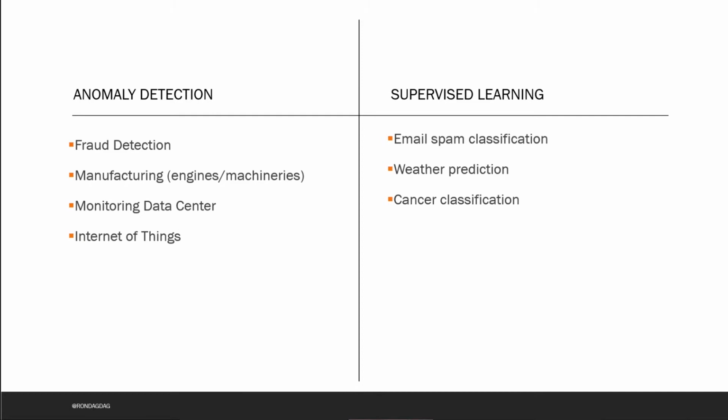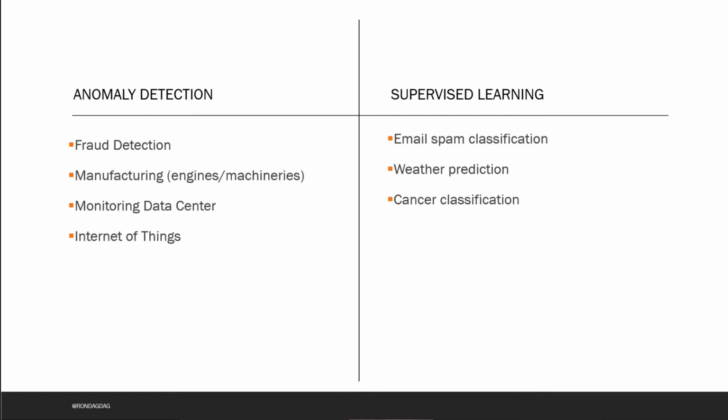Supervised learning is when you have a lot of examples, like email spam classification. Most likely your email provider uses that to identify junk mail based on the training data set. When you specify in your email, hey, that's spam or not spam, they use that to improve their supervised learning.